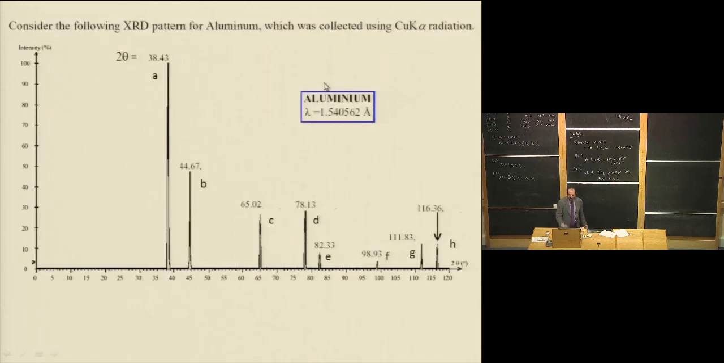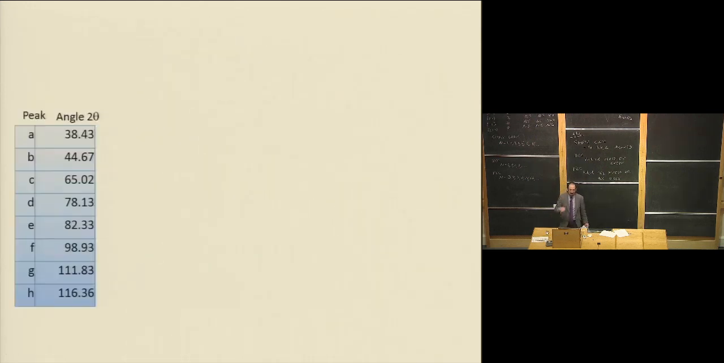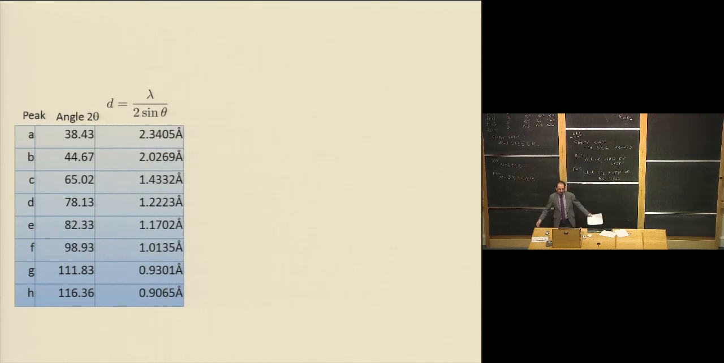Okay, so here's the data again. Let's go through this procedure, all the steps one by one. So here we measured all of the angles, or someone measured it for us here. It was very nice of them. So we make a table of all these angles. We calculate d equals lambda over 2 sine theta. So here's d equals lambda over 2 sine theta for all of these scattering peaks.